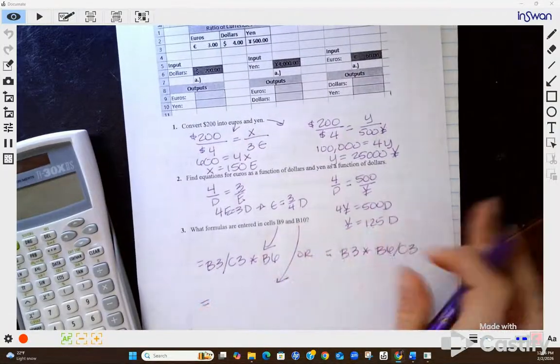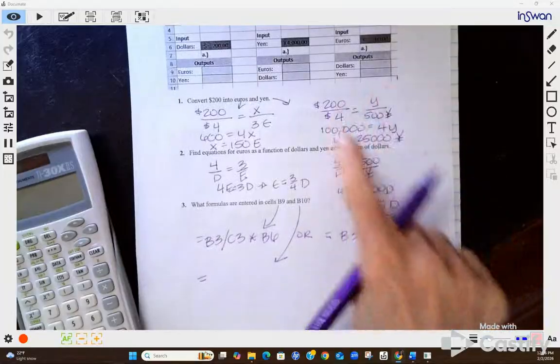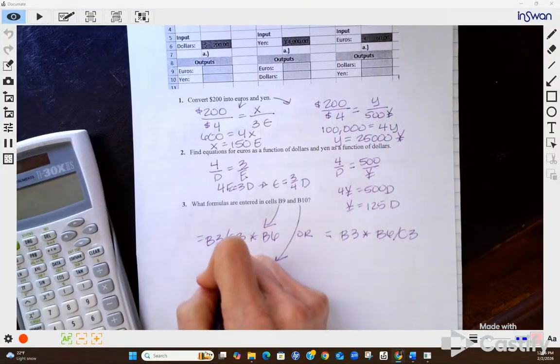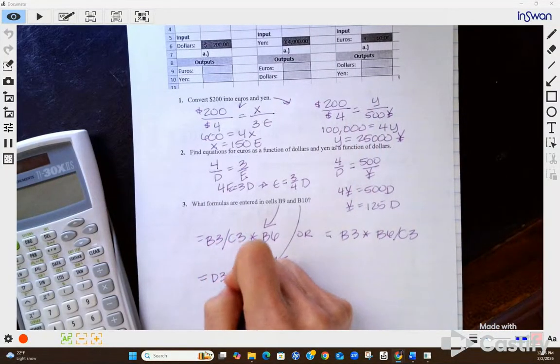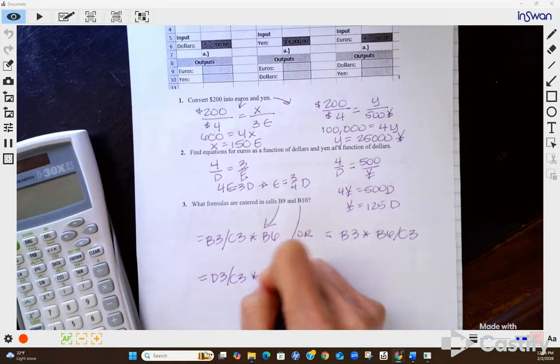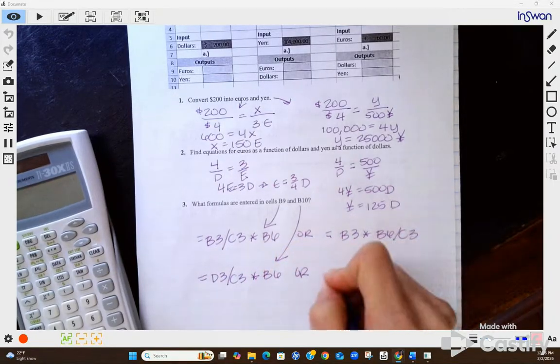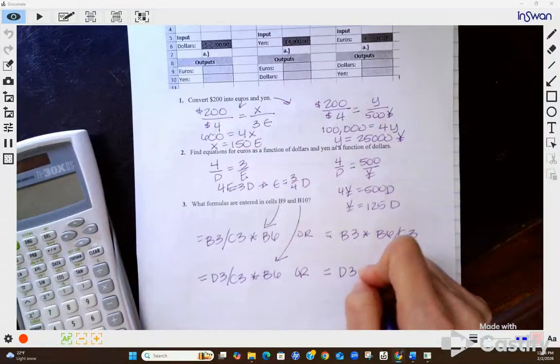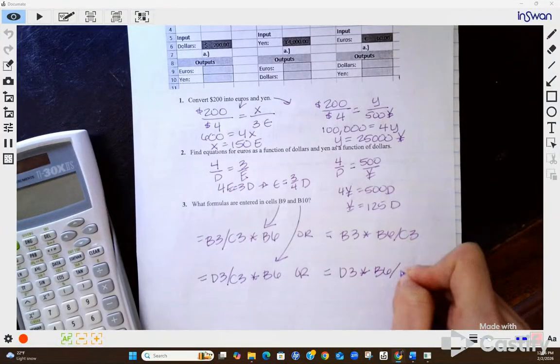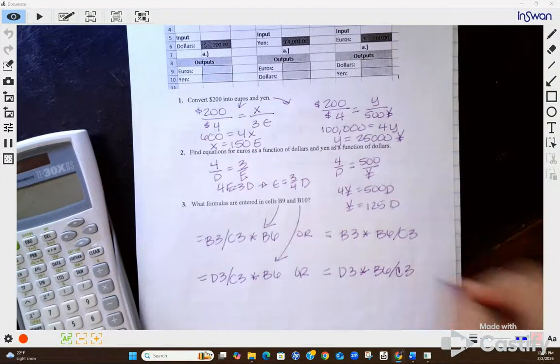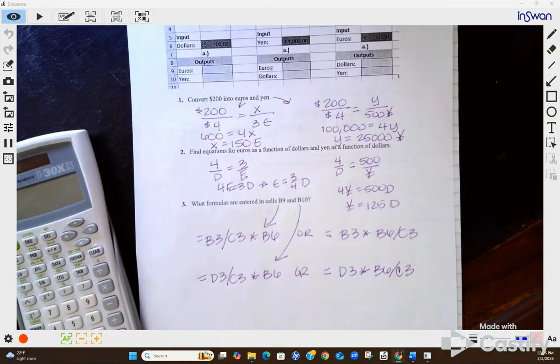In B10, that would be the calculation that we made up here for yen. So you can either say D3 divided by C3 times B6, or you can also say D3 times B6 divided by C3. So you can switch up the order. Okay, that's it for 2.2.